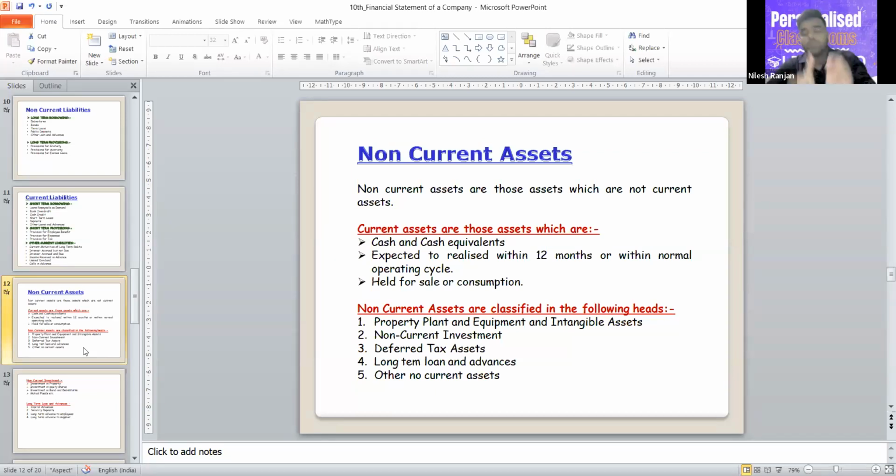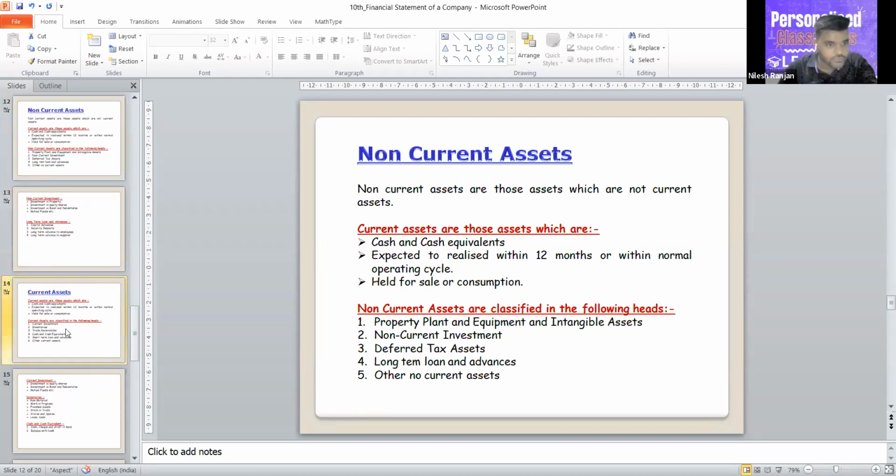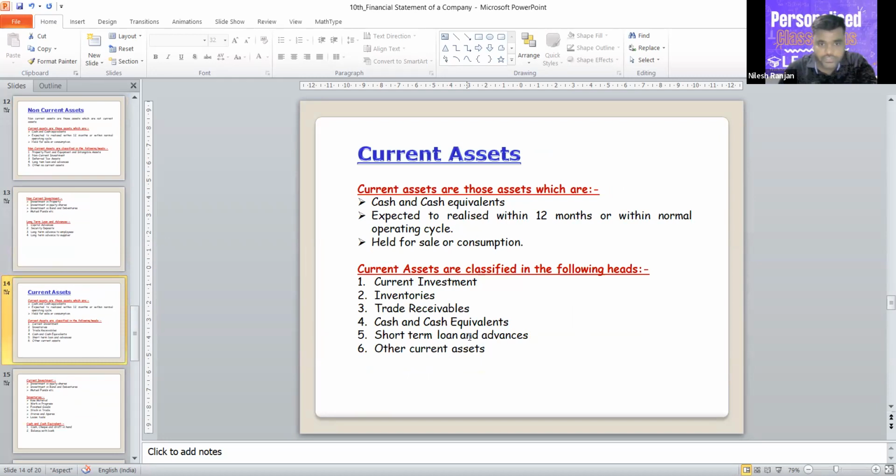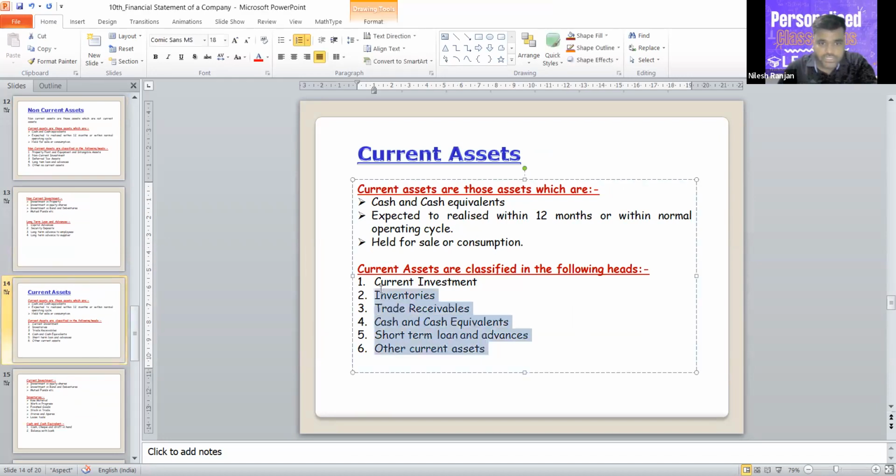Now, if you see the classification of current assets, you can see here, these are your current assets. First is current investment. Second is inventories, trade receivable, cash and cash equivalents, short-term loans and advances, and other current assets.